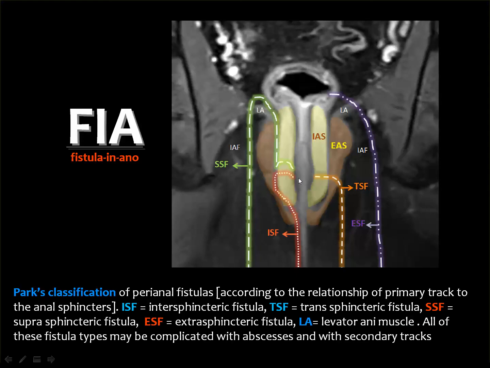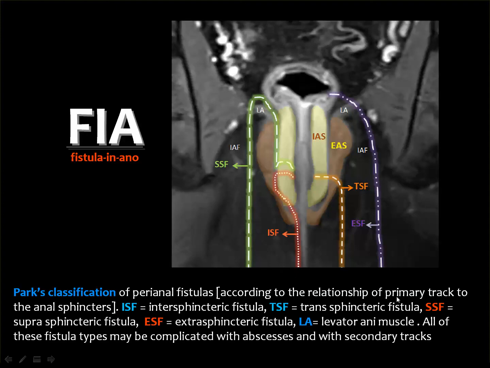And you have the intersphincteric fistula, which crosses the internal sphincter, passes between the internal and the external sphincter to the outside. Then the transsphincteric fistula crosses the internal and the external sphincter into the ischioanal fossa to the outside. Then the suprasphincteric fistula crosses through the internal sphincter, then in the intersphincteric space until it reaches the puborectalis. If it reaches the puborectalis, this is enough for the name suprasphincteric fistula. But if it goes up above the levator ani, this is also a suprasphincteric fistula.